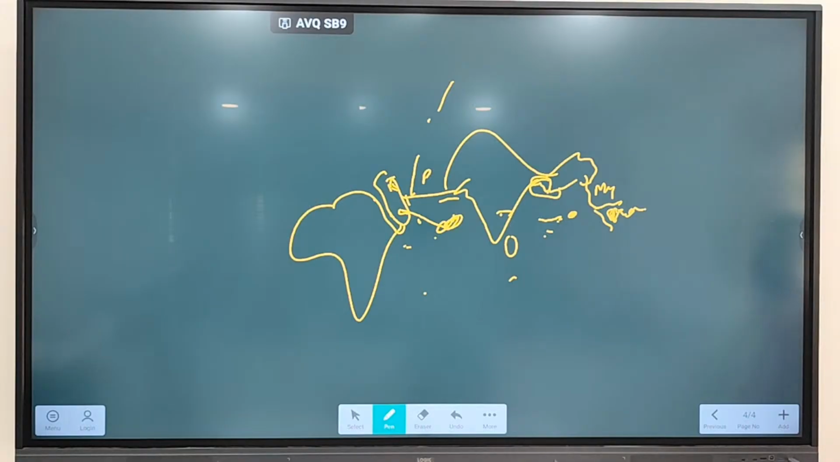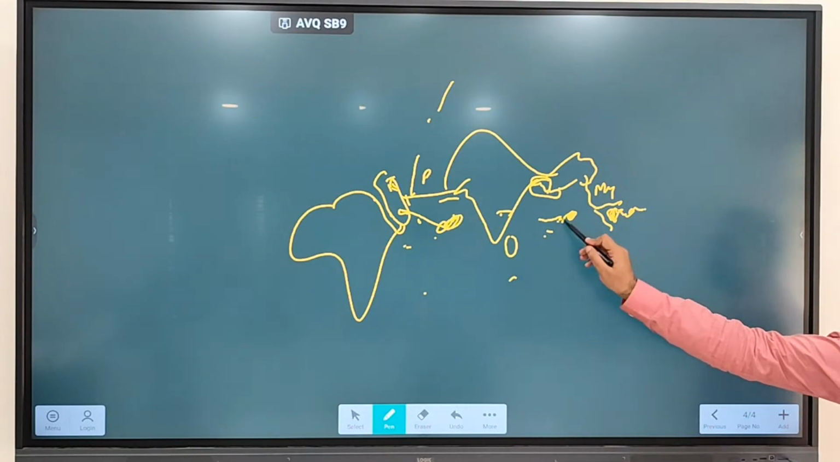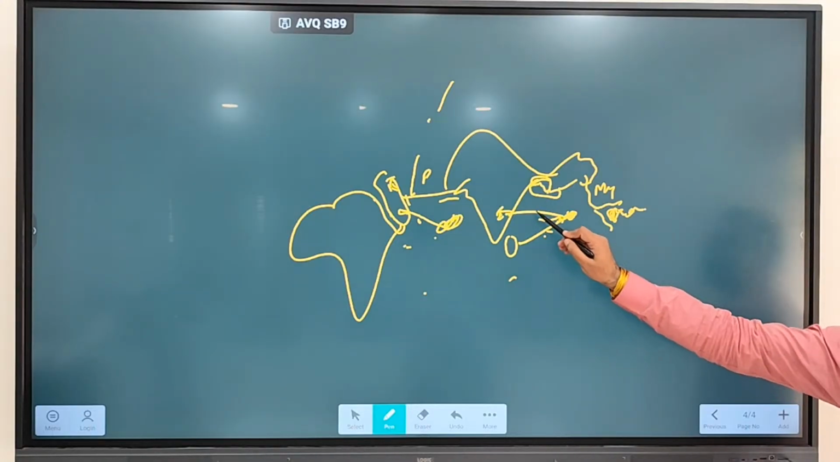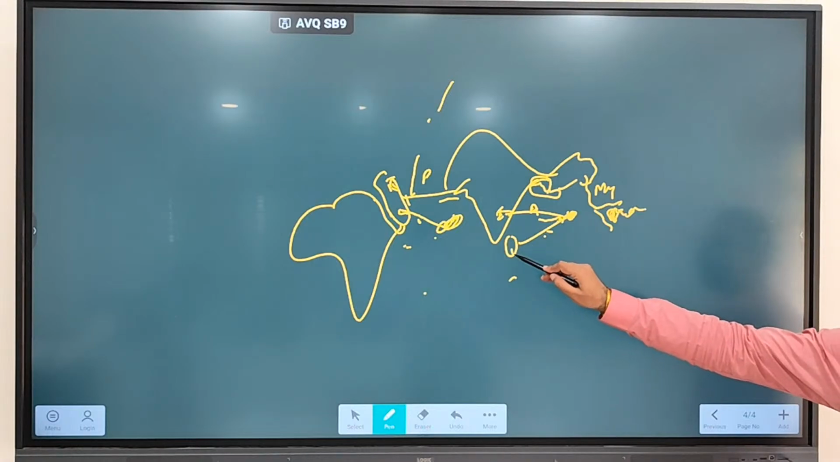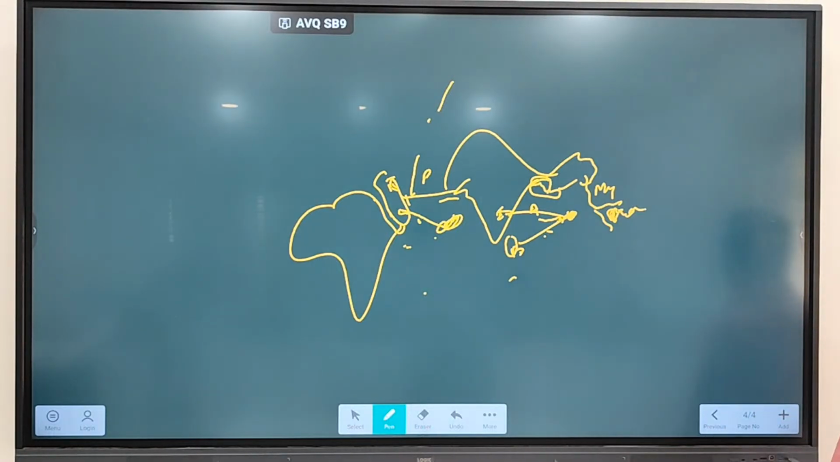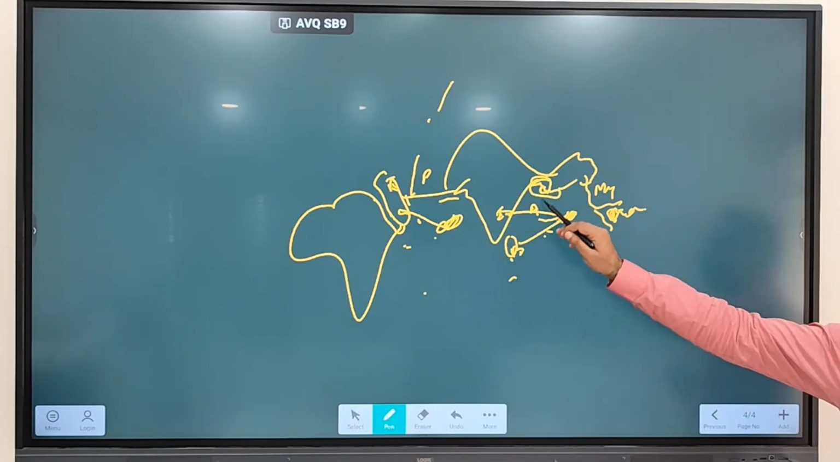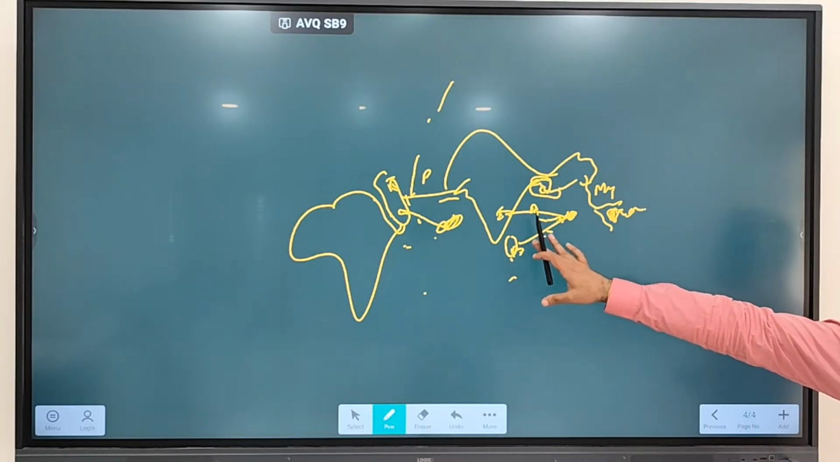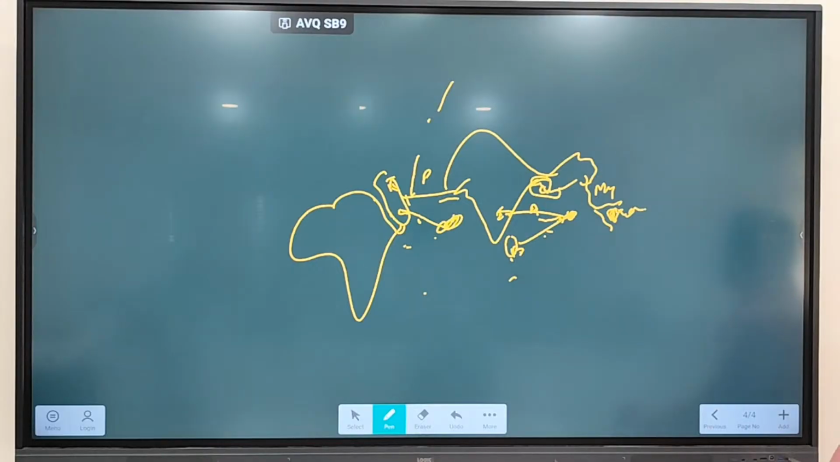Clear? So the problem is, if a cyclone originates here, India can name this cyclone, let's say cyclone A. Bangladesh can refer to the same cyclone as cyclone B. Sri Lanka can call it something else, and others can call it C. The same cyclone can be called with different names.